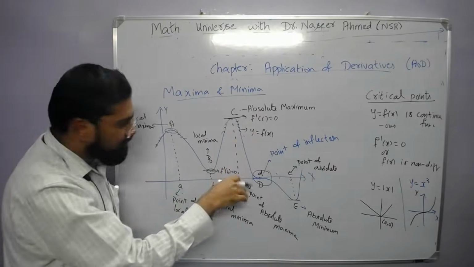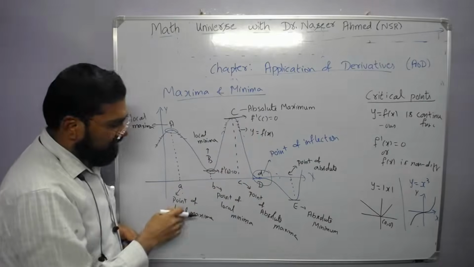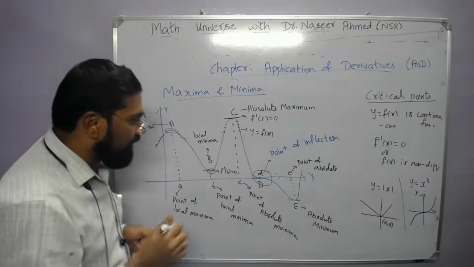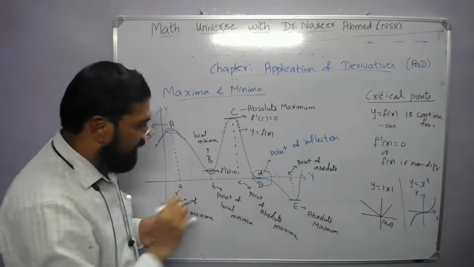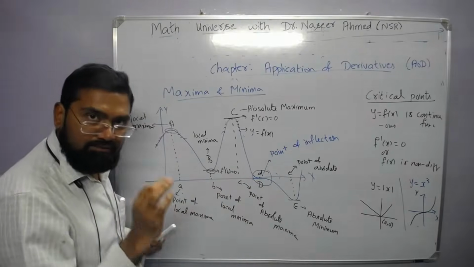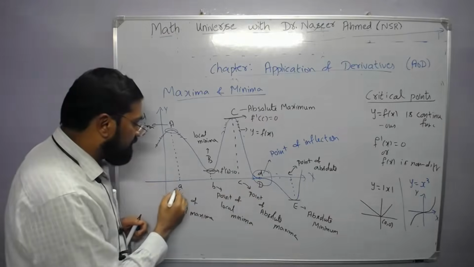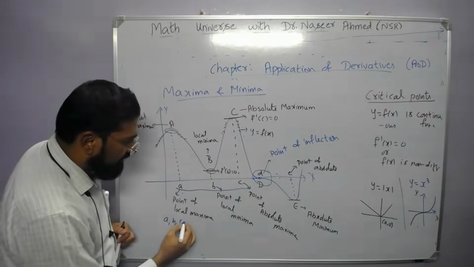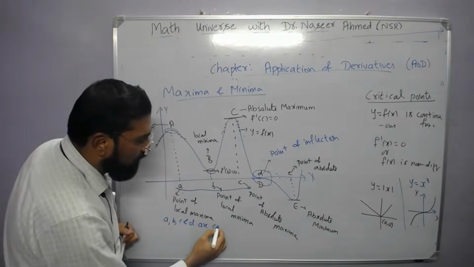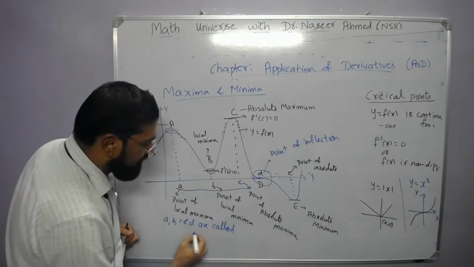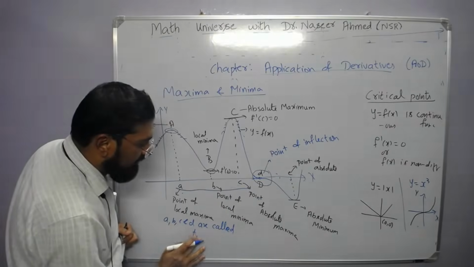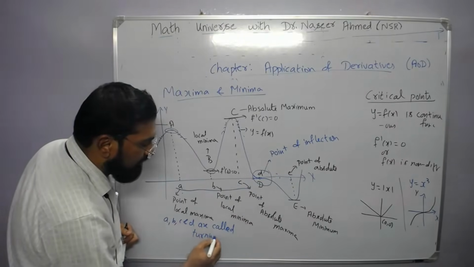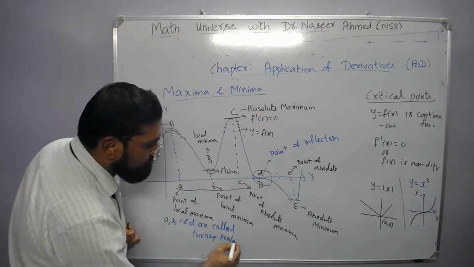It's turning. So this A, B, C, whatever point of maxima, point of minima is there, we also call turning point. D is not called a turning point. Only point of maxima, point of minima is known as what? Turning point. So A, B, C. Okay, let's mention here: points A, B, C are called turning points. Only at turning points you can have point of maxima, point of minima.